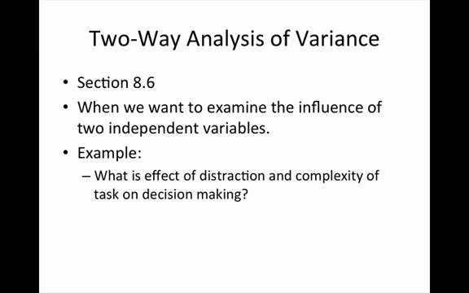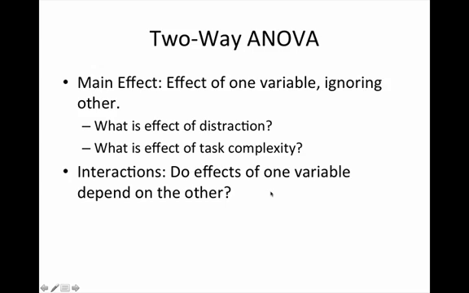So the example that we're going to use as an illustration of this is if I want to know what the effect is of being distracted, as well as the effect of the complexity of a task on decision making, then I've got a two variable situation in which I have IV1 being distraction, you're either distracted or you're not, and complexity of task being either complex or not complex. And then I'm going to look to see how combinations of those variables affect decision making.